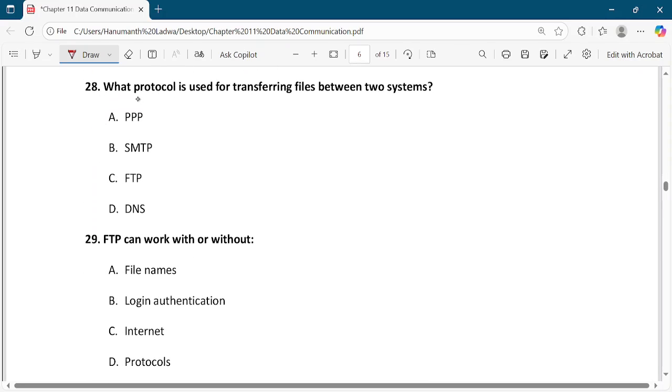Question number 28. What protocol is used for transferring files between two systems? Option A, PPP, B, SMTP, C, FTP, D, DNS. So here option C, FTP, that is file transfer protocol, is the right answer. Question number 29. FTP can work with or without. Option A, file names, B, login authentication, C, internet, D, protocols. Here option B, login authentication. So here FTP can work with or without any login authentication, hence option B is the right answer.